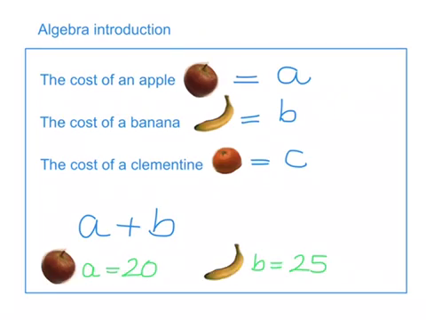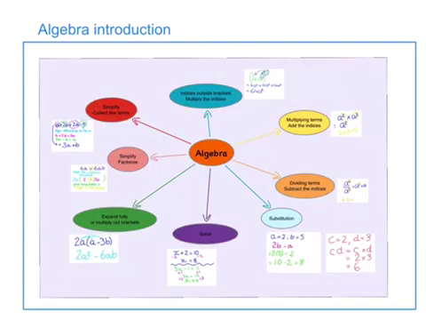So in this particular shop, I've been told that the price of an apple is 20p and the price of a banana is 25p. So knowing that I wanted to buy an apple and a banana, I can work out what the cost of those two items would be. I can substitute in my 20 for the A and my 25 for the B. So A plus B is going to be exactly the same as saying, well, it's 20 plus 25, which I know is 45. So then I would know that that cost would be 45p.